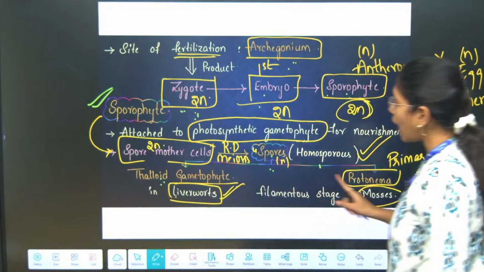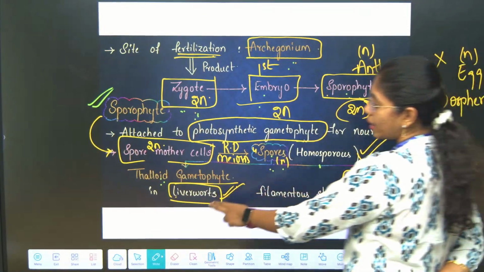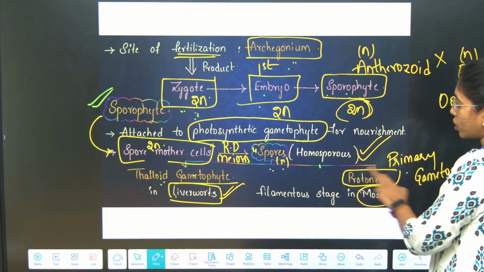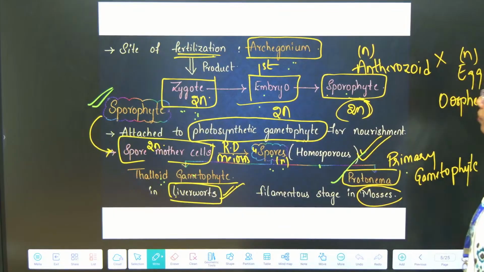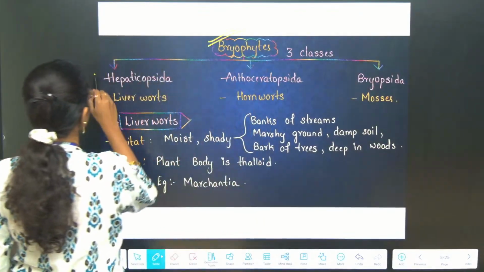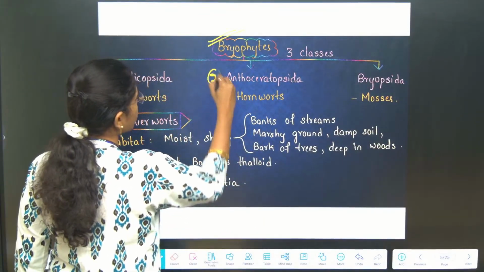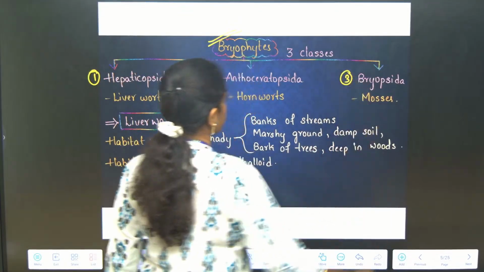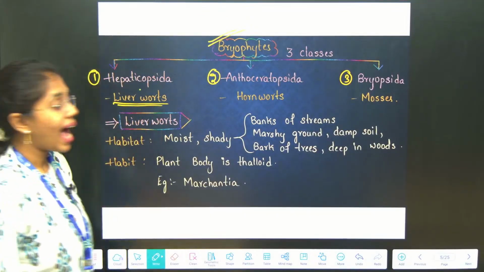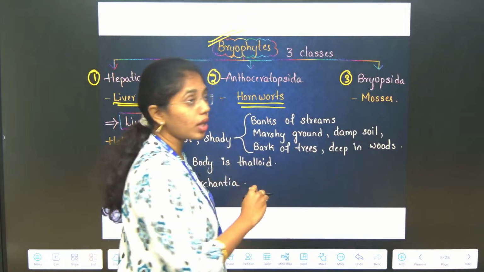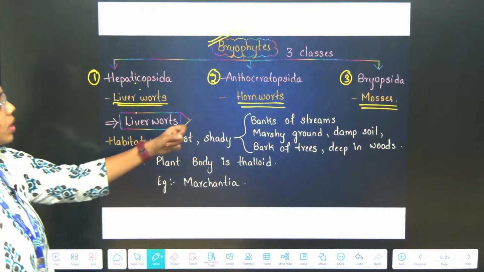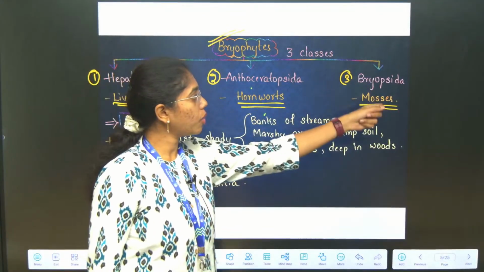Okay. So here I hope this is clear. Haploid spores develop into a thalloid gametophyte in the liverworts and into a primary gametophytic structure, that is protonema, in mosses. And then you see bryophytes are classified into 3 classes. First class is what? Hepaticopsida, second is Anthoceratopsida, third is Bryopsida. The best example of Hepaticopsida is what? Liverworts. Anthoceratopsida example is hornworts. Bryopsida example is what? Mosses. Clear, right? Hepaticopsida liverworts, Anthoceratopsida hornworts, Bryopsida mosses.